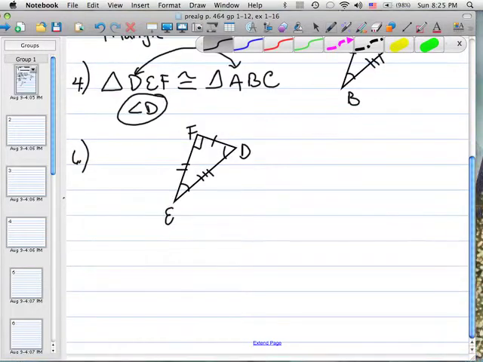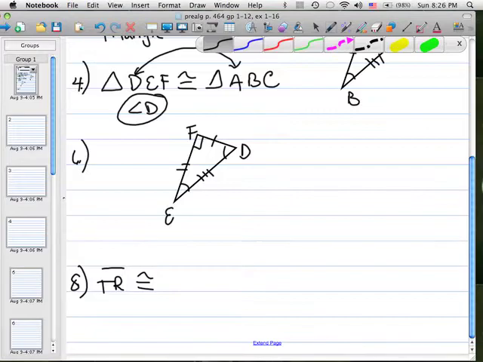Number 8, use the figure at the right to complete each statement. Line segment TR is congruent to line segment. If you're looking at the shape, TR has one mark on it, and the congruent triangle above it has a side with one mark on it, which is QR. So it's congruent to line segment QR.